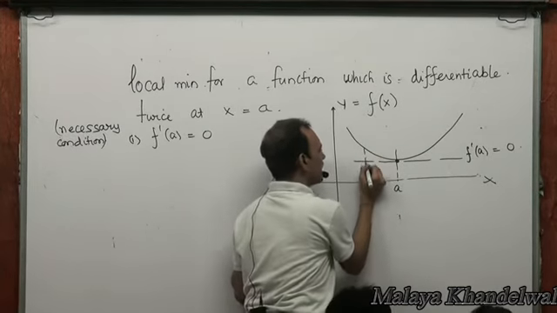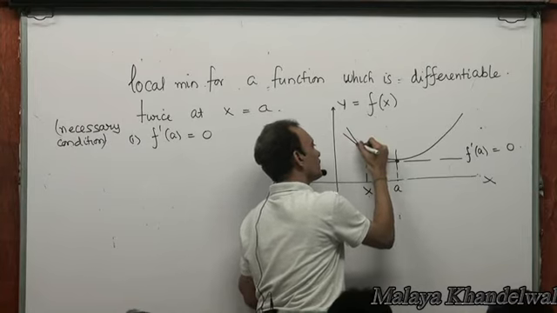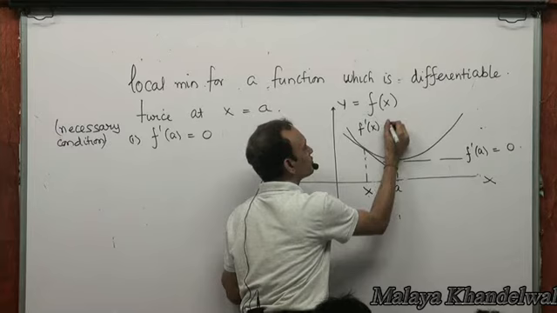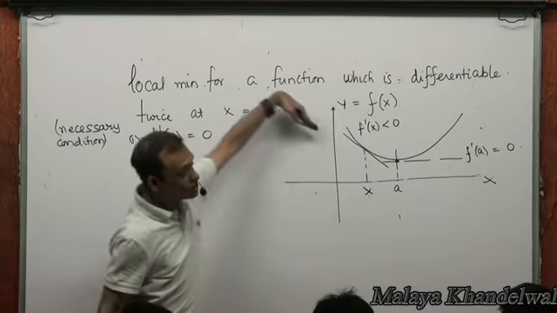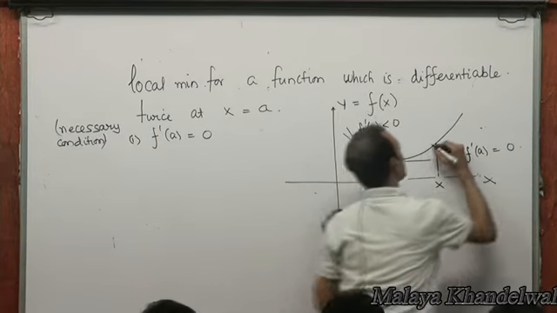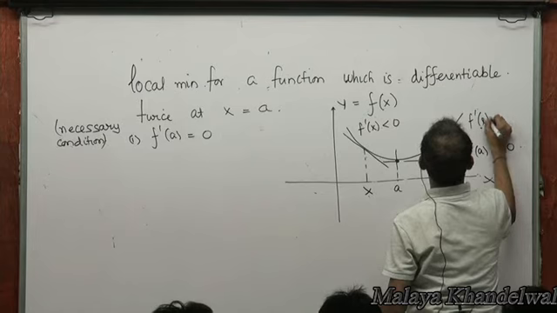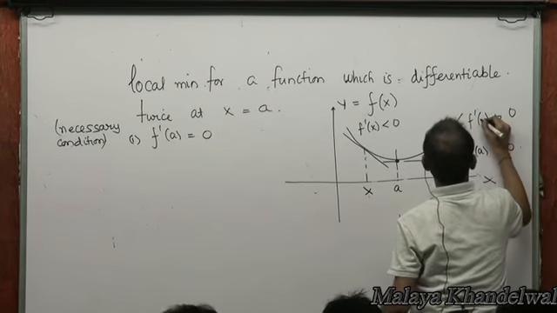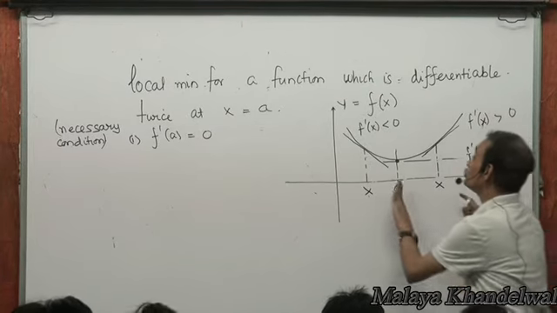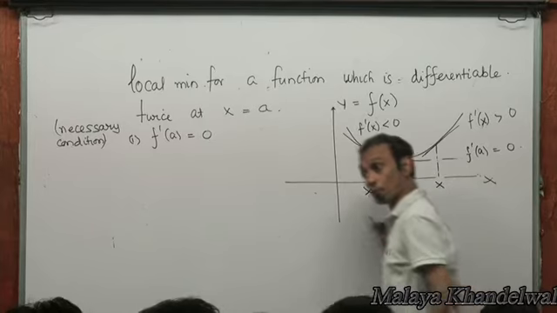Again, look at x to the left of a. f dash x is less than 0 to the left of a, isn't it? f dash x is less than 0 to the left of a. f dash x is greater than 0 to the right of a. Do you see that? So if it's a case of local minimum, to the immediate left of a, f dash x is negative. To the immediate right of a, f dash x is positive, right?